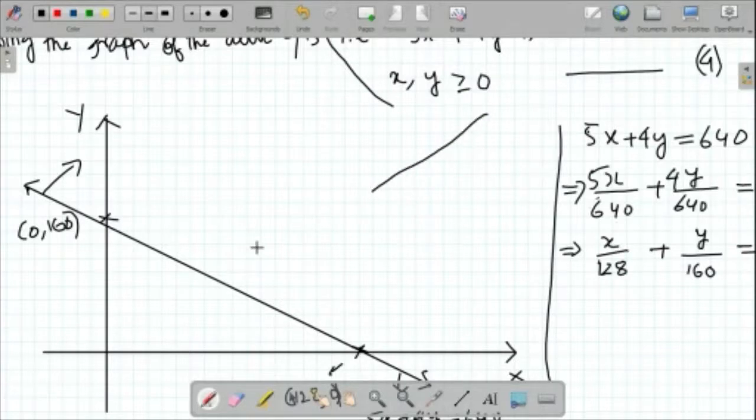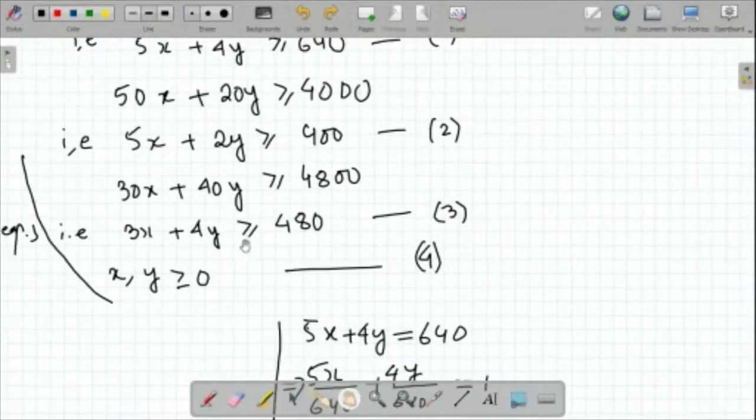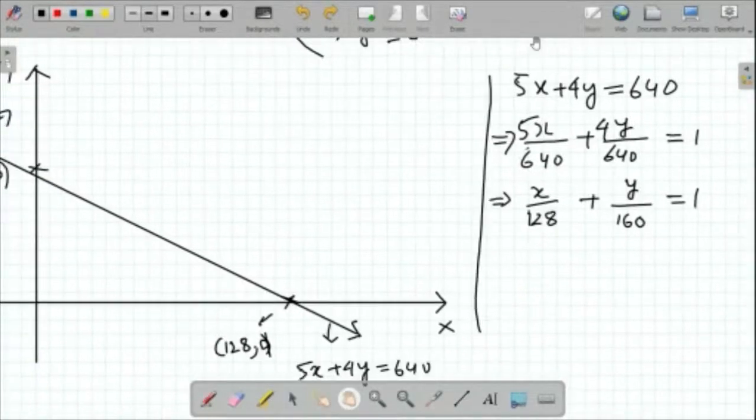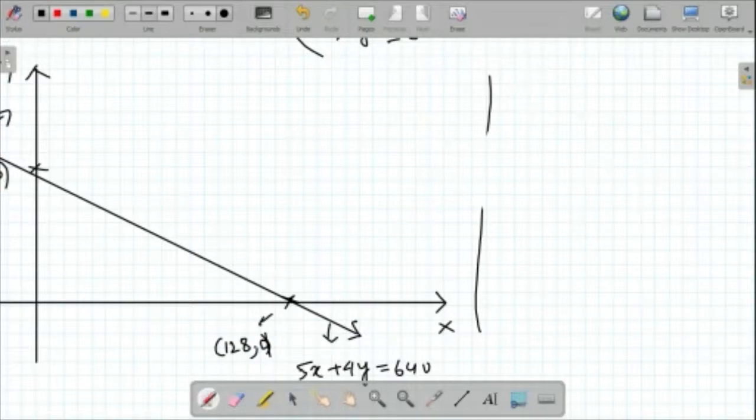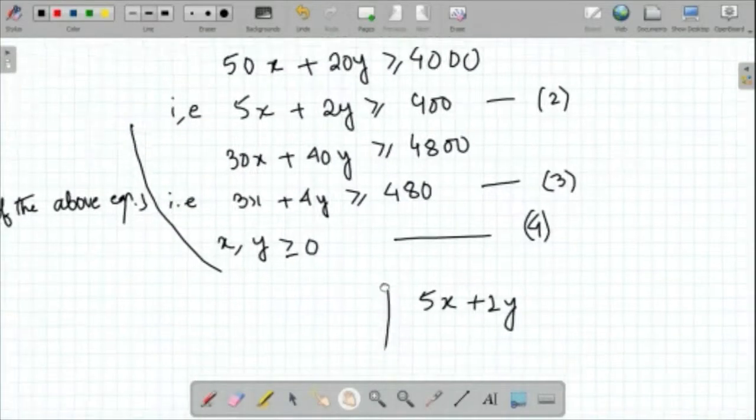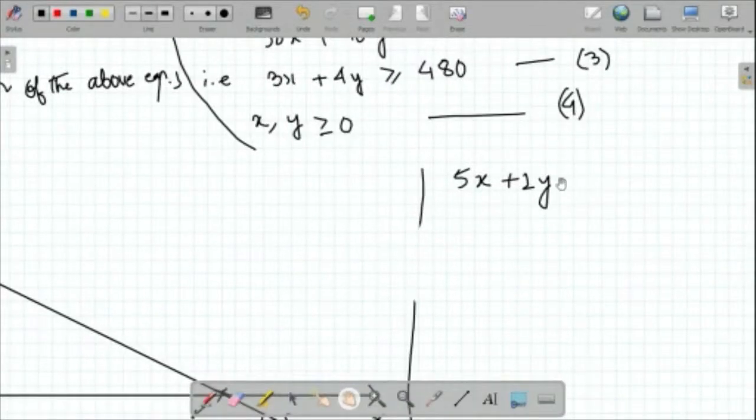Next, what is the second equation then? The second equation is 5x plus 2y equals 400. Equals how much? 400.